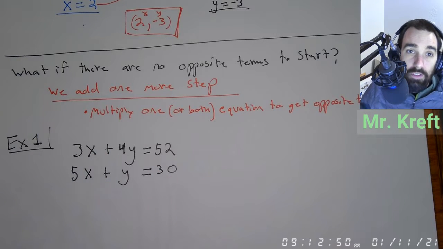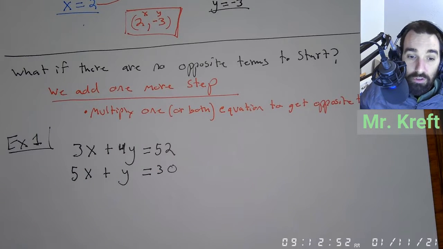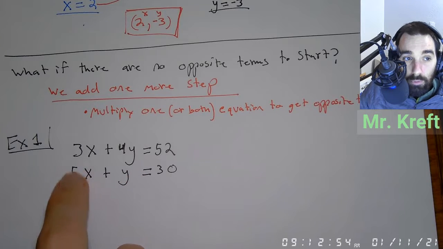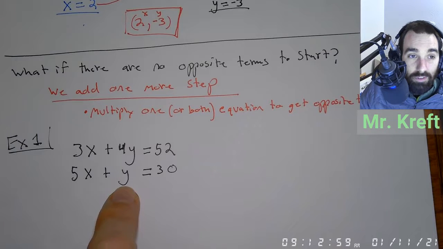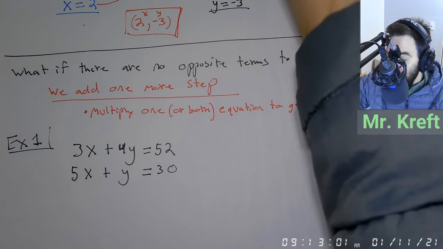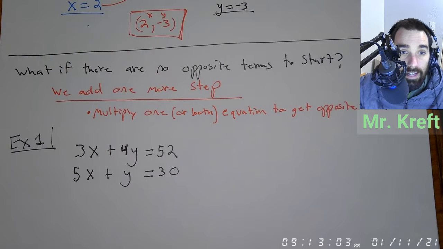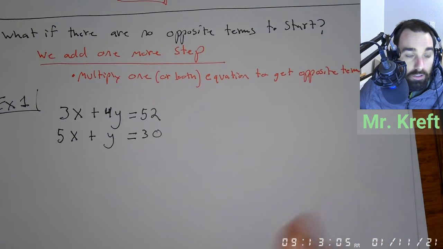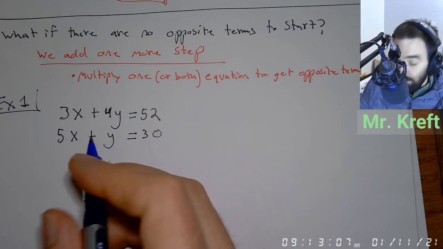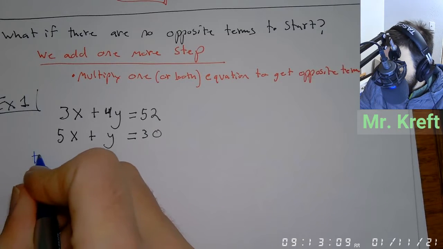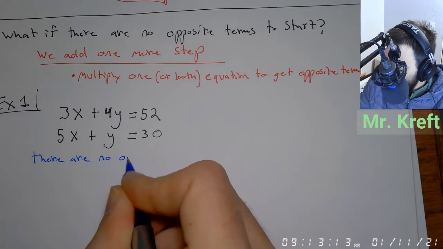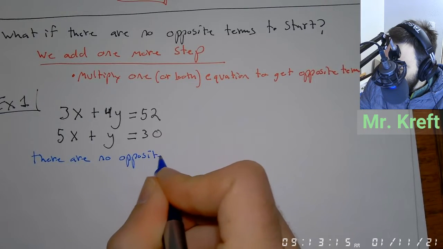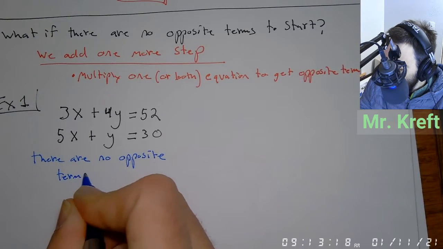Okay. Now, in this example, the first thing we want to look for is opposites. Well, 3x and 5x are not opposites, and 4y and y are not opposites. So there's no opposites here. Okay, so I really want that to stick out to people right now. There are no opposite terms here.